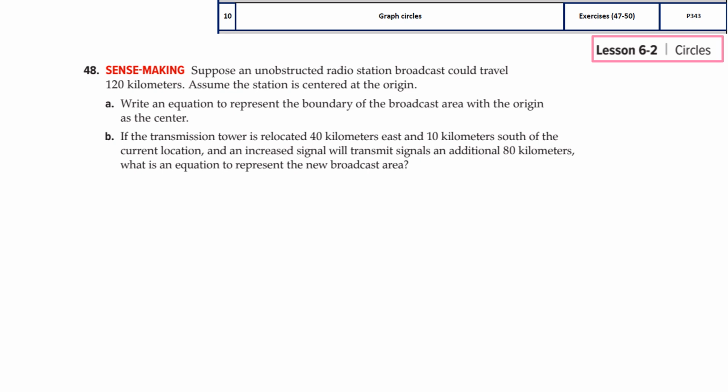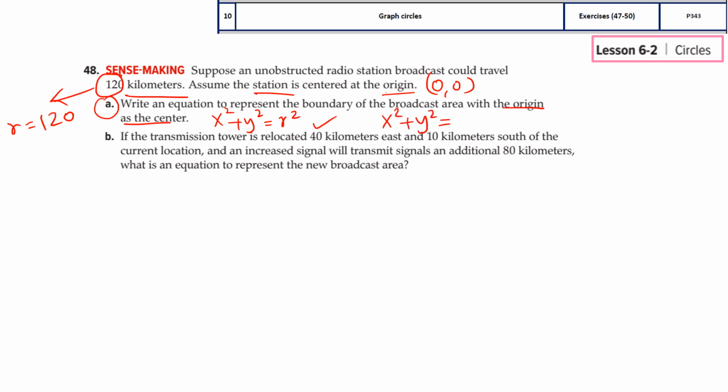Read the word problem, highlight the important information. That's always step one. So suppose an unobstructed radio station broadcast could travel 120 kilometers. Assume that the station is centered at origin 0, 0. Oh, perfect. So that means the equation you will use is x square plus y square equal to r square. So first part, you need to write the equation that represents the boundary of the broadcast with the origin as the center. So I know this is my equation. Radius is also nicely given, so not a problem. You can replace your r with 120. So when you do that and do the square, it will come out to be 120 square, which is 14400. So that completes A part, very easy.